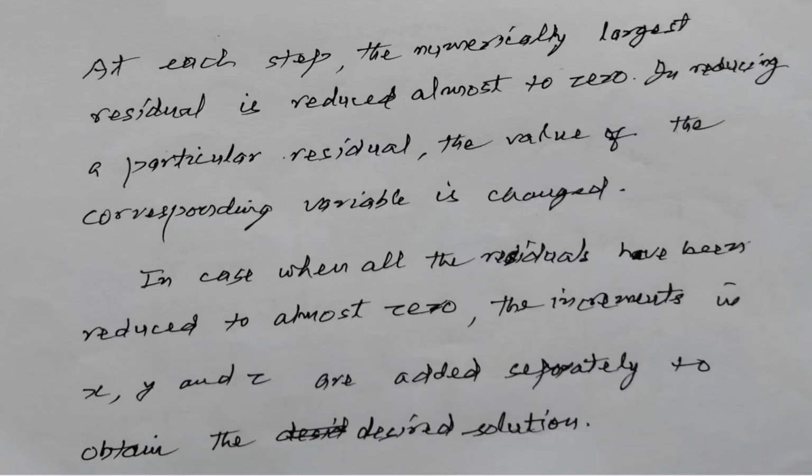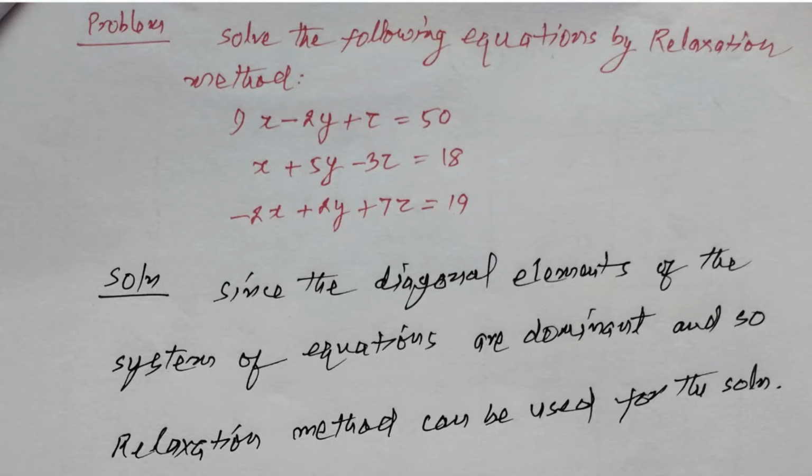At each step, the numerically largest residual is reduced almost to zero. In reducing a particular residual, the value of the corresponding variable is changed. When all the residuals have been reduced to almost zero, the increments in x, y, and z are added separately to obtain the desired solution.